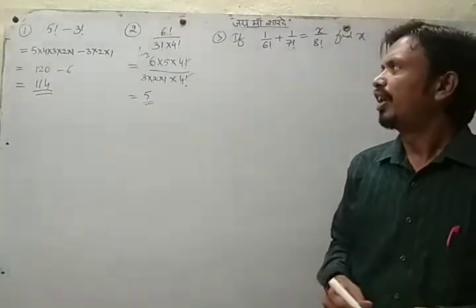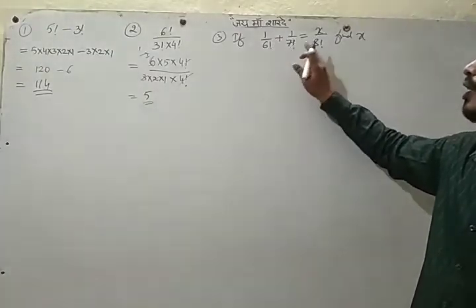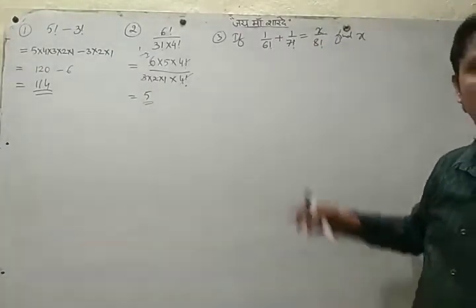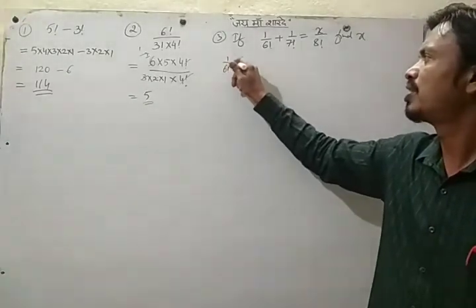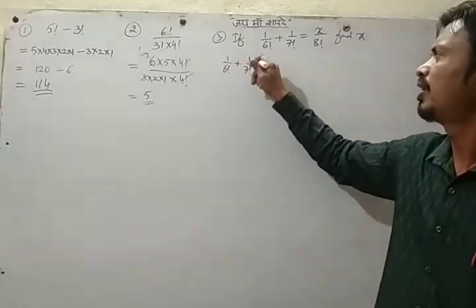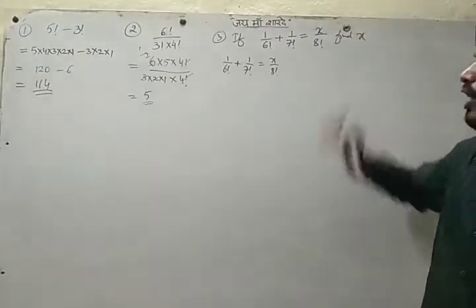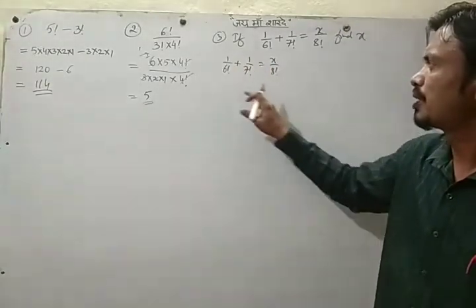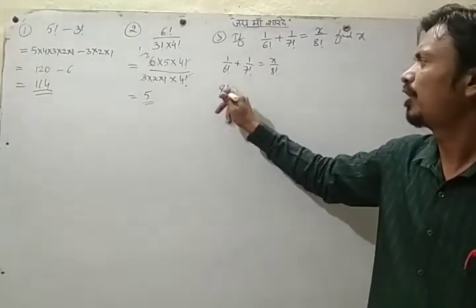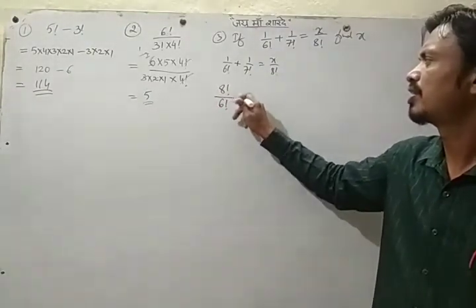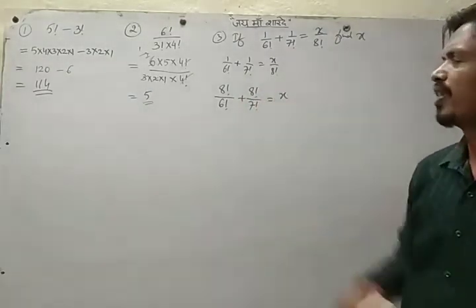Okay? Then if we have 1 by factorial 6 plus 1 by factorial 7 equal to x by factorial 8, what will be the value of x? This we need. Now we are given 1 by factorial 6 plus 1 by factorial 7 equal to x by factorial 8. So we want to find the value of x. In this type of question, first we can send this 8 factorial to this side. So 8 factorial upon factorial 6 plus 8 factorial upon factorial 7 equal to x.